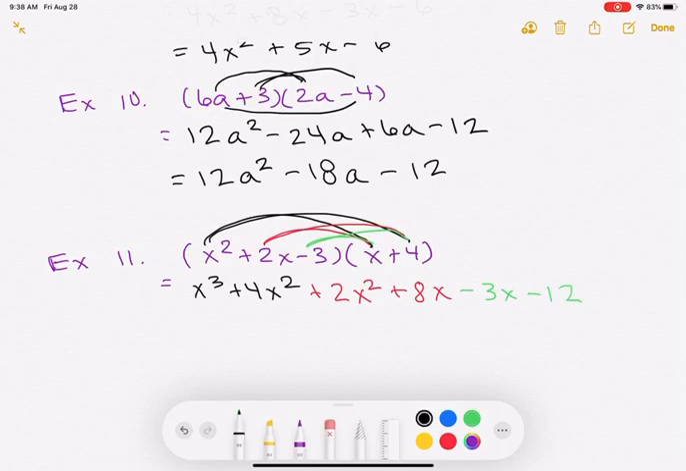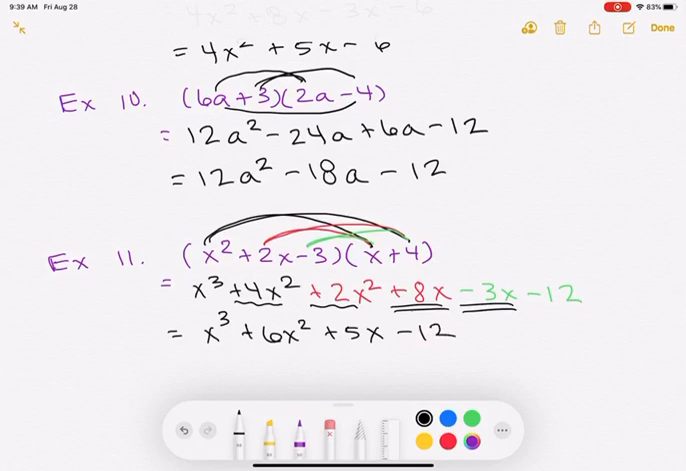Now we're at the point where we just need to combine like terms, okay? So starting with the highest exponent, we have an x cubed. And then we're just going to go down to now finding all of our x squareds. And it looks like we have a plus 4x squared plus a 2x squared for a plus 6x squared. And then we have our x's are next. So we have a plus 8x minus 3x. It's a plus 5x. And then finally at the end, our minus 12.